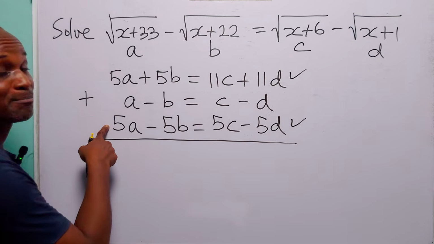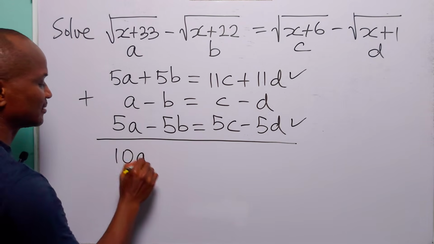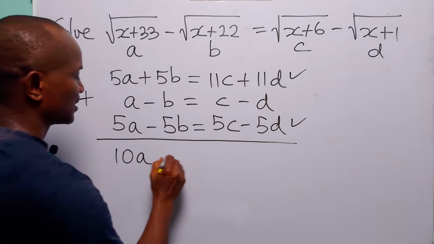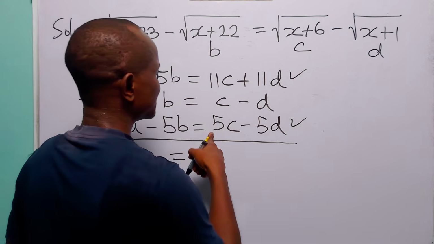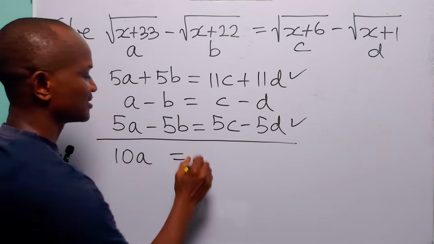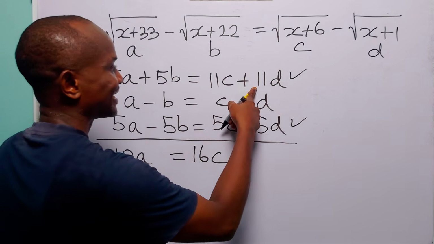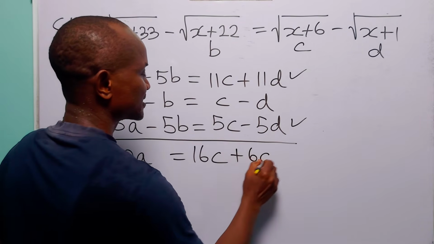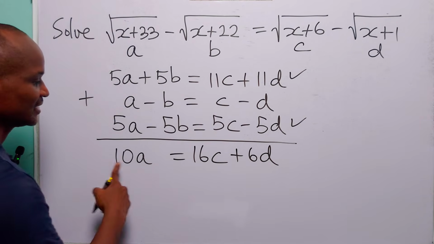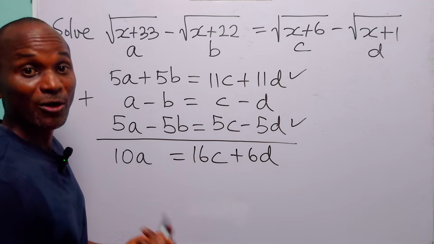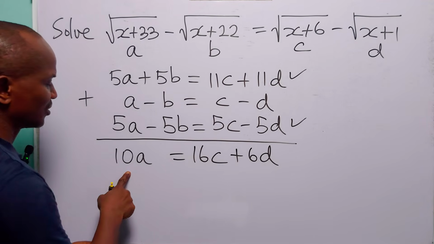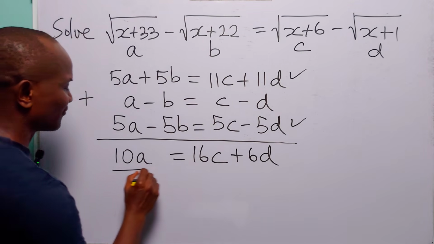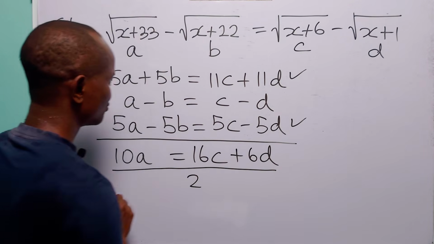The next thing we are going to do is that we will add the first equation to the third equation. Now, 5a plus 5a is going to give us 10a. 5b minus 5b is going to give us 0. Now, this is equal to 11c plus 5c, which gives us 16c, and 11d minus 5d, which gives us 6d. Now, you can see that we have reduced the number of radicals in the equation. But notice that these three terms have a common factor, which is 2. So we can divide through this equation by 2.